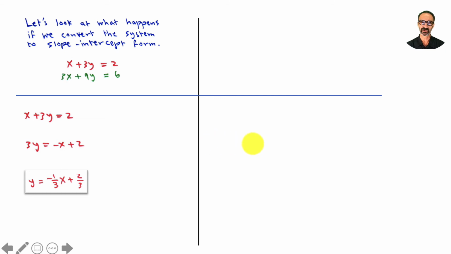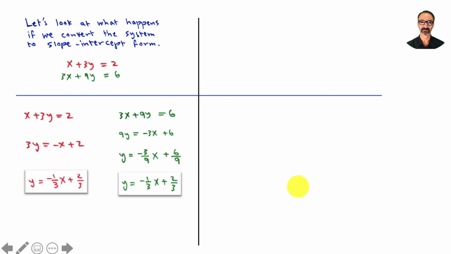Let's look at the second equation, which is in green. Subtract 3x from both sides. I get 9y equals negative 3x plus 6. Divide by 9 to leave y alone. Simplify those fractions: divide by 3, divide by 3, divide by 3, divide by 3. I get, interesting, see this?